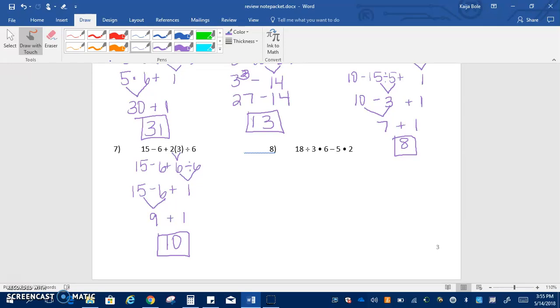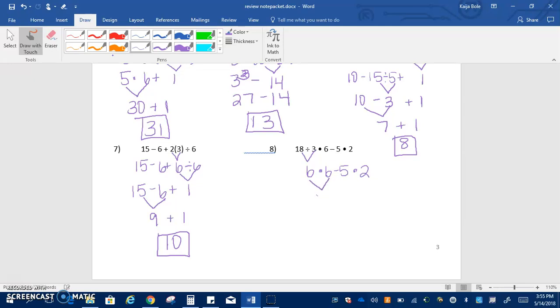Alright, and then the last one here, let's see, I've got division, multiplication, subtraction, and multiplication. So I'm going to divide first. 18 divided by 3 is 6. Bring everything else down. So now you can see here I've got two multiplications. You can do these at the same time if you'd like. If not, go one step at a time.